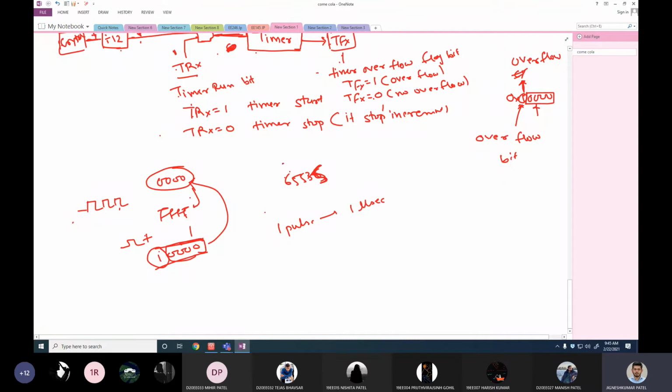Now if a timer has reached 65535, does that mean it has received this number of pulses? 65535 pulses received inside a timer. If I reach this number, does that mean 65535 pulses are already received? And what happened after that? I increment it by 1, so it gets 0000 with 1 overflow. So whenever overflow appears, at that time the total number of pulses received by the timer is this. Am I correct or not?